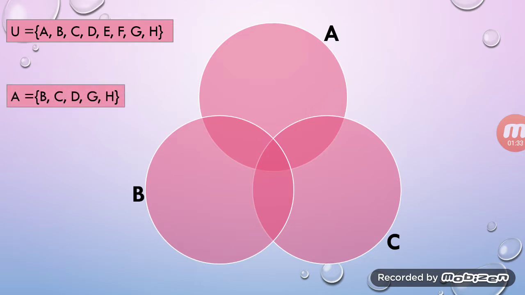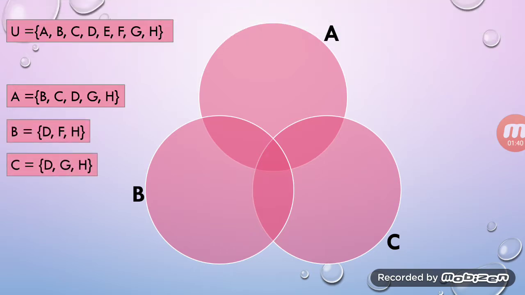So going forward, we can see that each of these Venn diagram circles have been given a different set of letters. A has B, C, D, G, H, B has D, F, and H, C has D, G, and H. Now I want you to pay close attention to the similarities and differences between those three sets of letters, or items as sometimes people like to call them, because they tie into the goal of this Venn diagram.